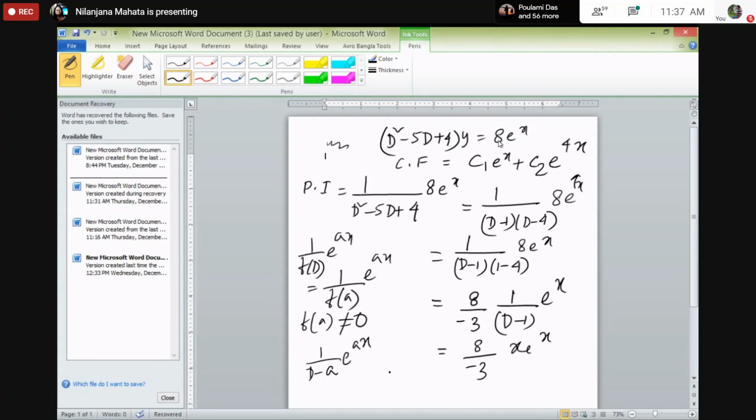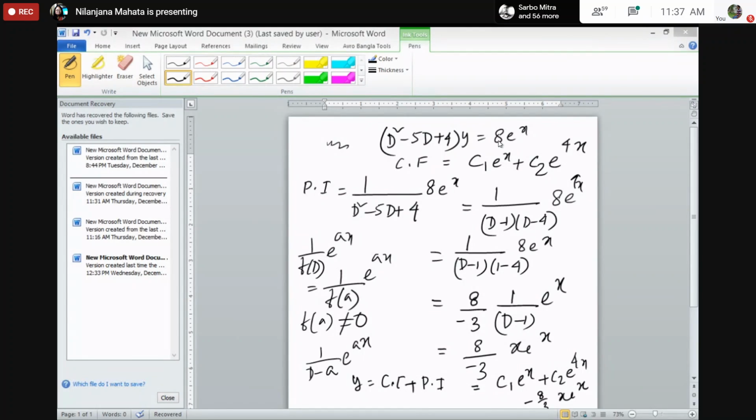So this is our PI. The solution of this differential equation y is equal to CF plus PI. So that will be c1 e to the power x plus c2 e to the power 4x minus 8 by 3 x e to the power x. Now tell me if anyone has any problem with this. Have you understood the process?